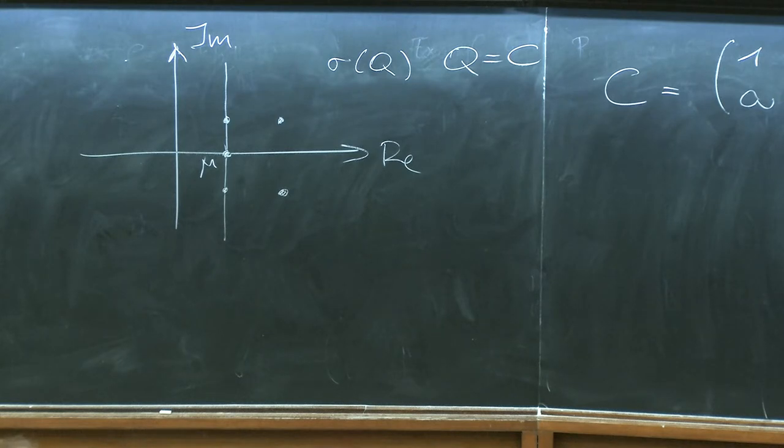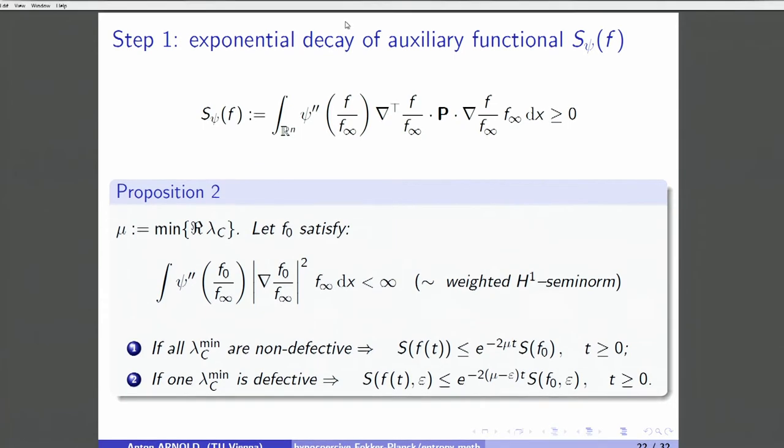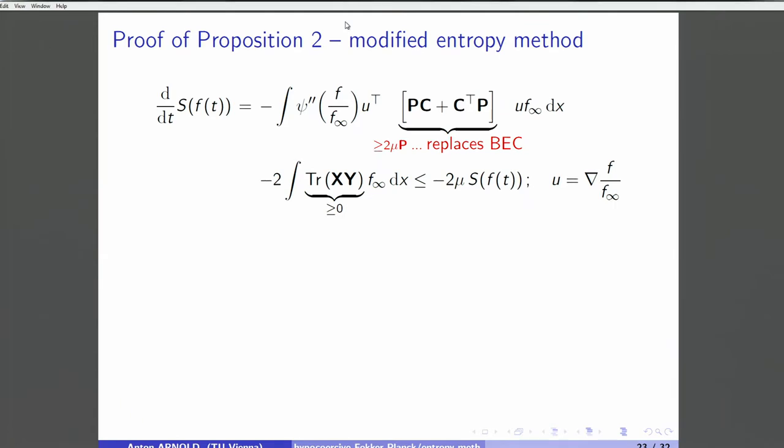So here we have the following result. The parameter mu is obtained from the drift matrix C. Under some nice assumptions on the initial condition, we have exponential decay of our modified entropy dissipation functional if all eigenvalues on the critical line there are non-defective. If there is a defective eigenvalue, you lose an epsilon in the decay rate. There's one point that we should keep in mind already at this point. The decay rate mu that appears here in the exponential is determined by the spectral gap of the drift matrix C, which is in our equation. So let me give you a hint of how to prove that.